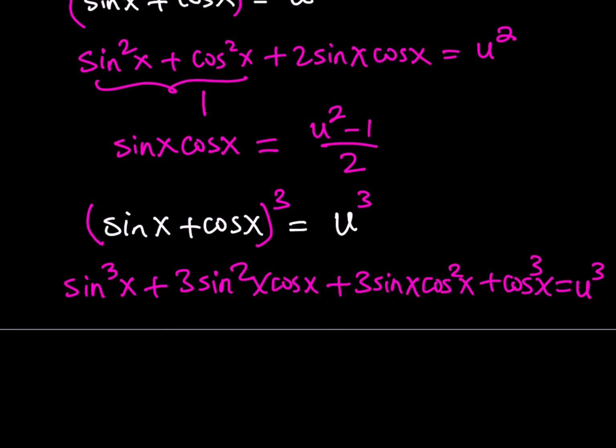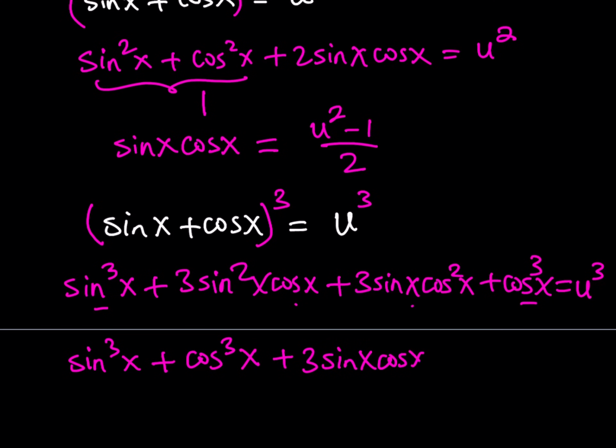Now, take a look at this. Sine cubed x plus cosine cubed x. I want to isolate that, sort of. So I want to put those together because that's something that I'd like to use later on. And then these two terms in the middle, and that's another identity. You can write it that way too in the beginning. You can take out the common factor, which is 3 sine x cosine x.